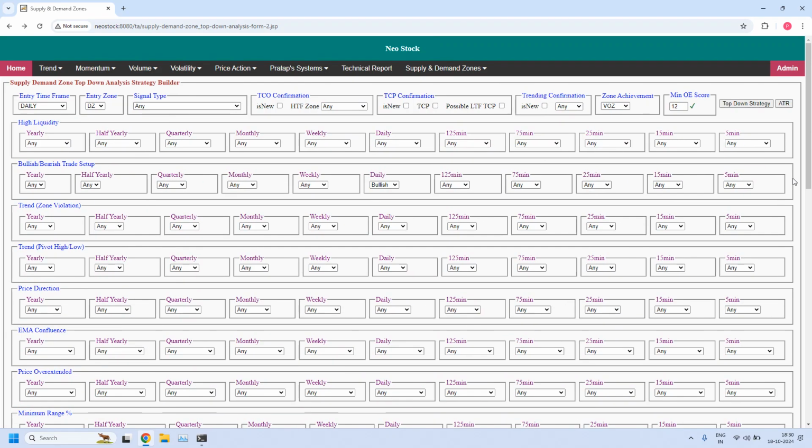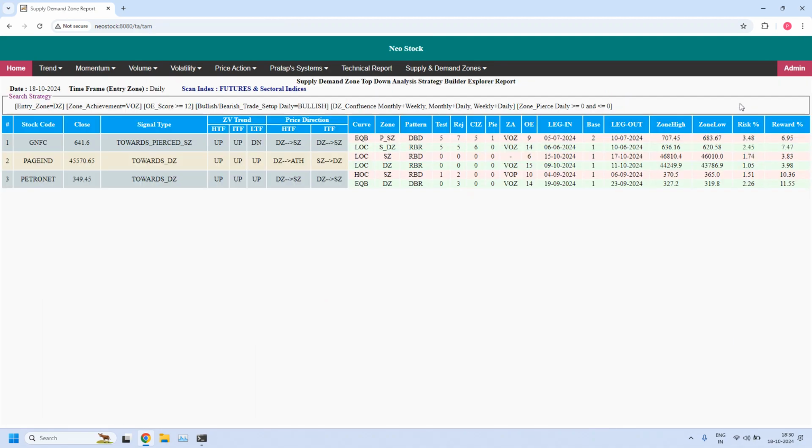With all the 3 filters, LTF, ITF, HTF, now we got 3 stocks. In these 3 stocks, the daily zone is part of the weekly, and both daily and weekly together are part of the monthly zone. That means all zones are part of the monthly zone. And in all the 3 stocks, the monthly trend is uptrend. If any of these zones have monthly EMA confluence, it is an even higher probability setup. So let's verify.